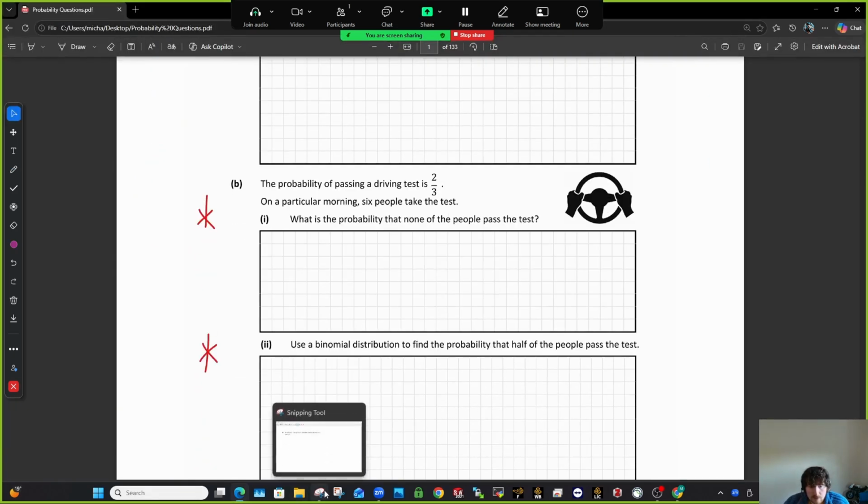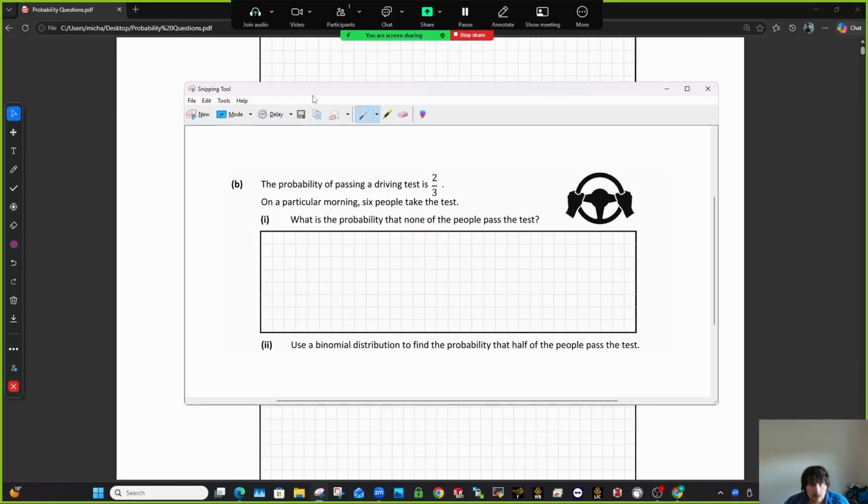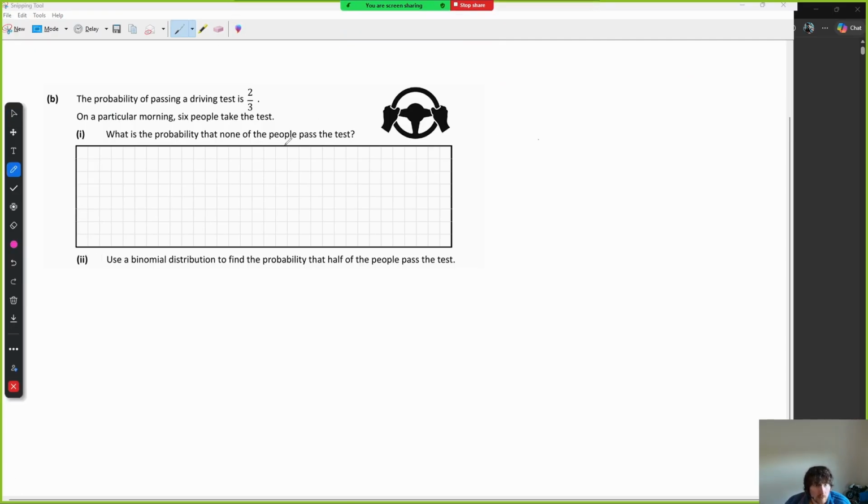What do we got here? So these are a two-part type question. The probability of passing a driving test is 2/3. On a particular morning, 6 people take the test. What is the probability that none of them pass the test? The idea is that each of them taking the test is independent of one another. One person passing the test doesn't make the others less likely to pass. So we assume they're independent.